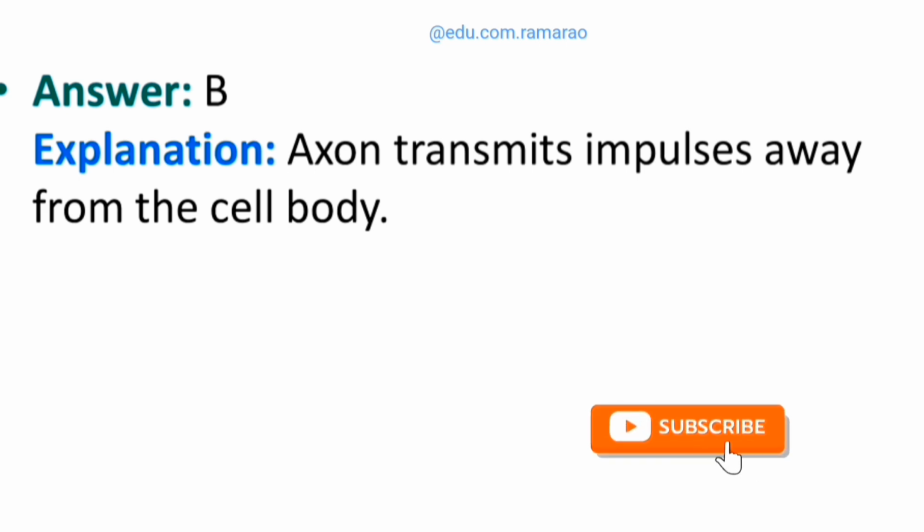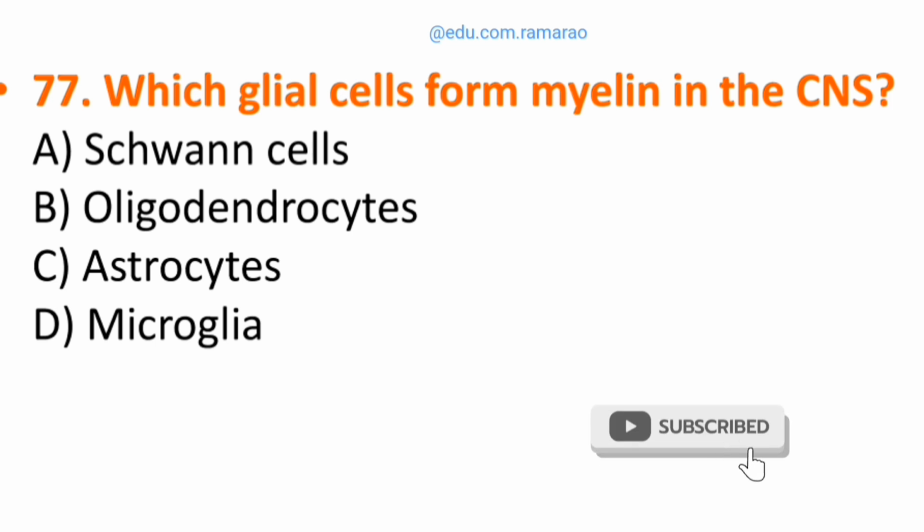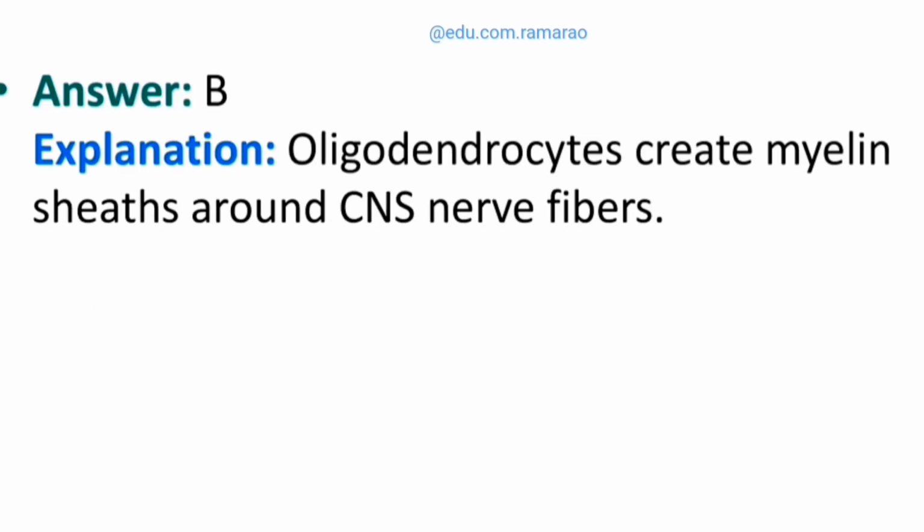The next question. Which glial cells form myelin in the central nervous system? Option A Schwann cells, option B oligodendrocytes, option C astrocytes, option D microglia. The correct answer is option B oligodendrocytes. Oligodendrocytes create myelin sheath around central nervous system nerve fibers.